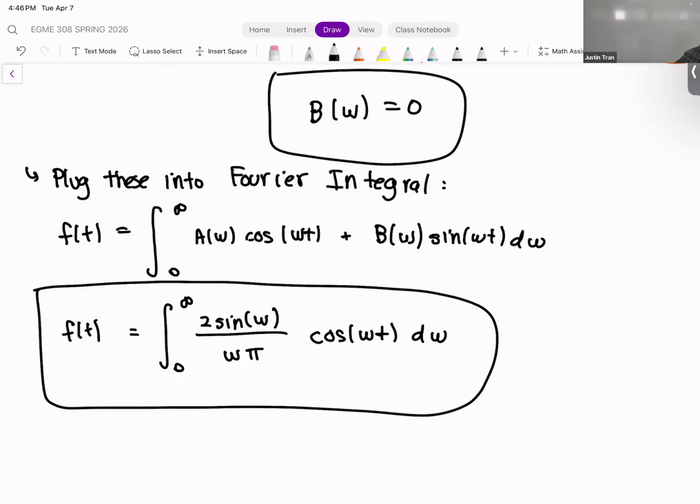Okay, so that's kind of the basics of a Fourier transform problem. It proceeds very similarly to our Fourier series problems, where I'm going to give you a function in the time domain, and then you basically have to apply the formulas for the coefficients, or in this case, the Fourier transform, get expressions for a of omega, b of omega, and plug it back into the Fourier integral. All right, any questions on this example here?